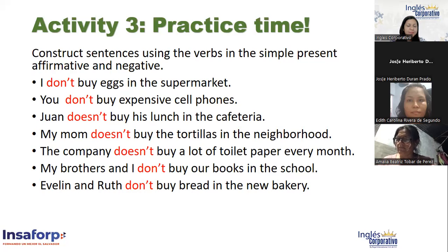Okay, guys. Good. Did you finish? Did everybody? Okay, buy coffee. I don't make coffee at night. At night. Okay, at night. So you say at night. En la noche usamos la preposición at. Okay, thank you. Thank you for your participation in the exercise.